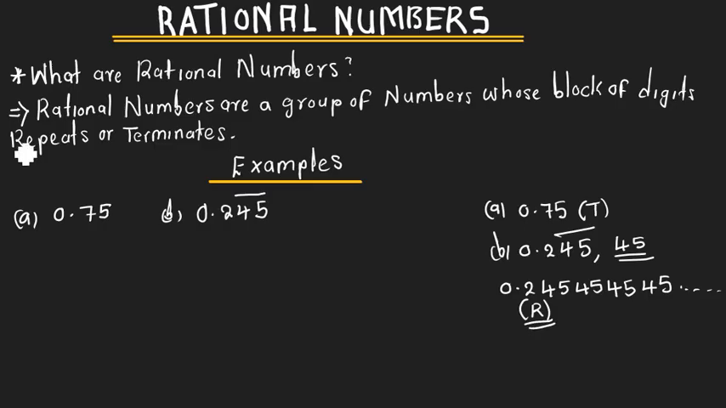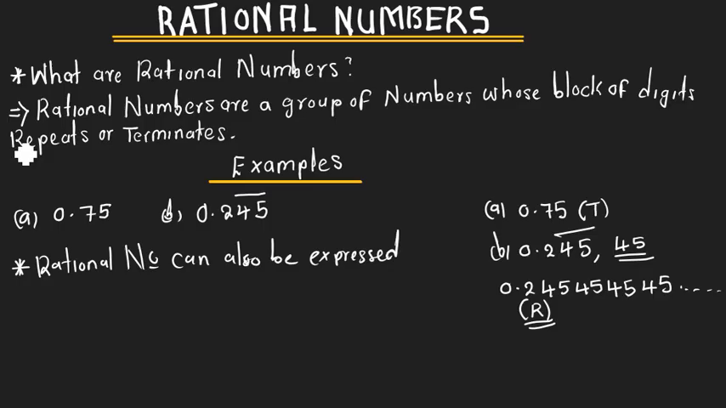But the whole essence of rational numbers is that a rational number can also be expressed in the form A over B. Under what conditions? B must not equal 0, and A and B must be integers.